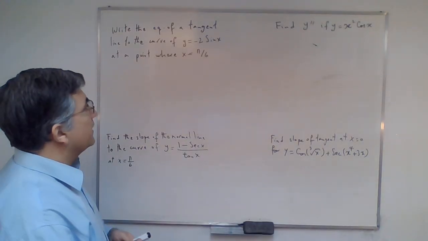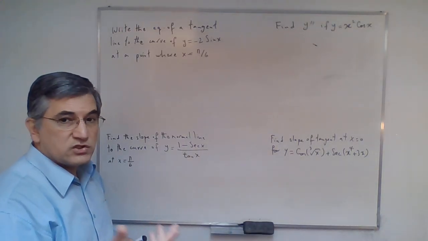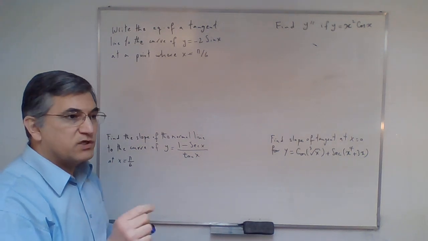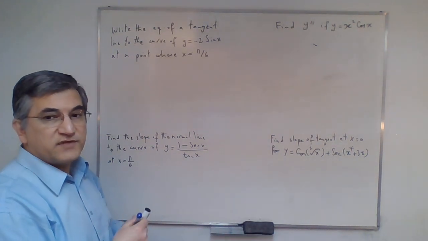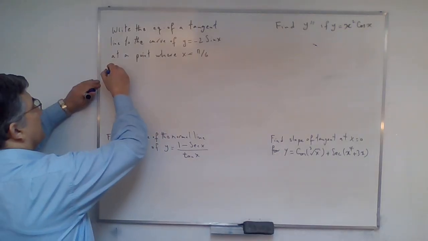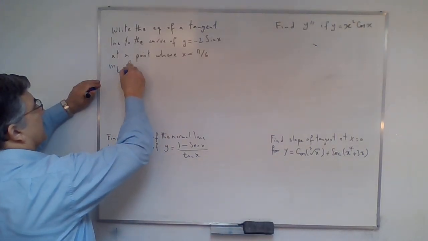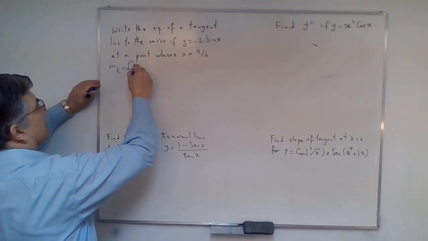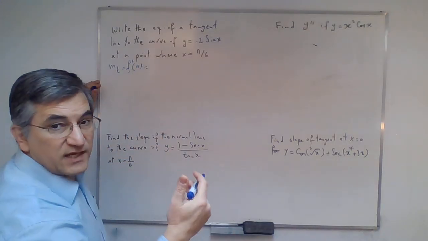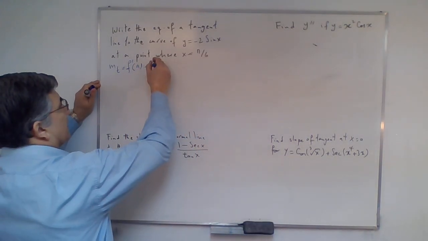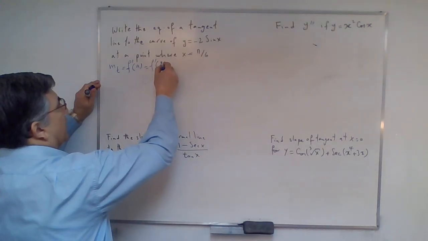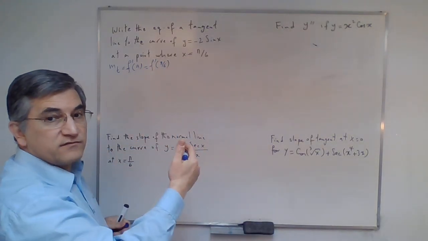So we know that to write the equation of any straight line, let alone tangent line, we need to know the slope of that line. So I'm going to try to find the slope of tangent first. And slope of tangent, m sub t, is actually f prime at a, where a stands for the x-coordinate point of tangency, as we know from before. So basically, I need to find f prime at pi over 6 to find the slope of the tangent.